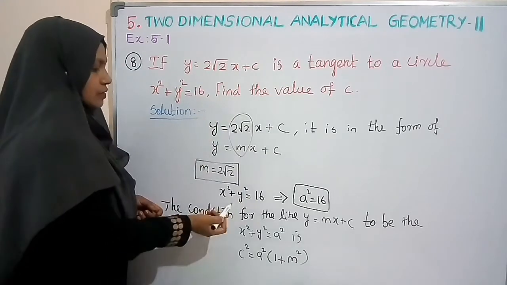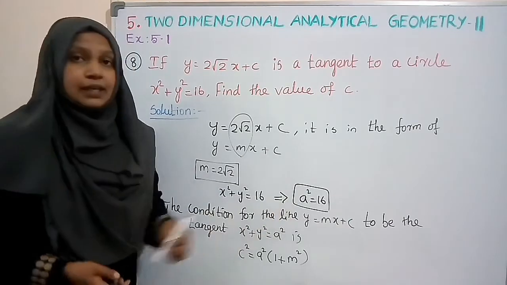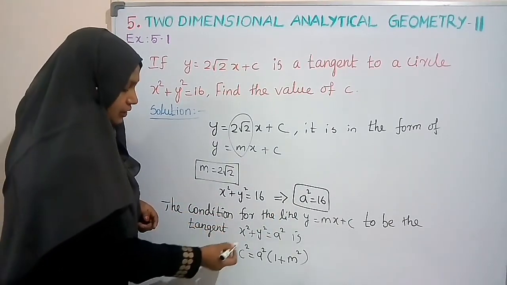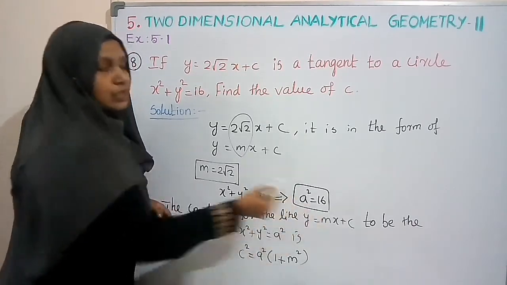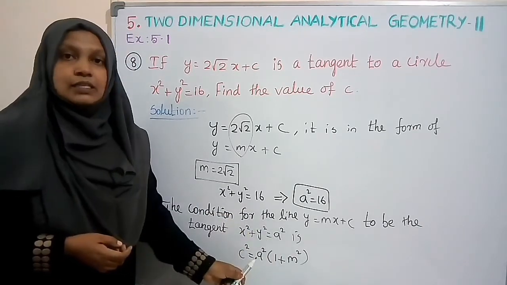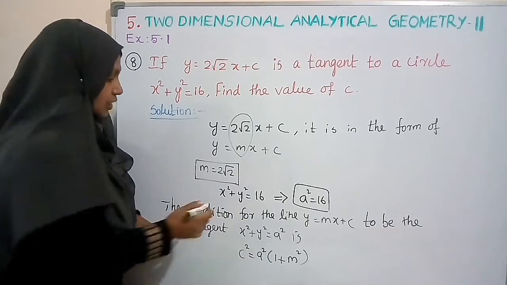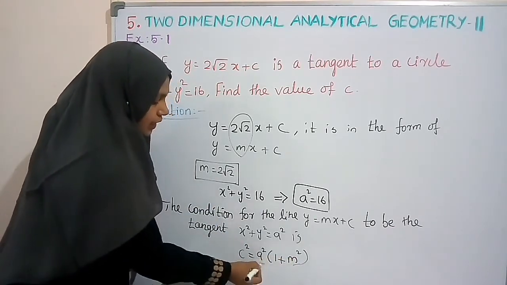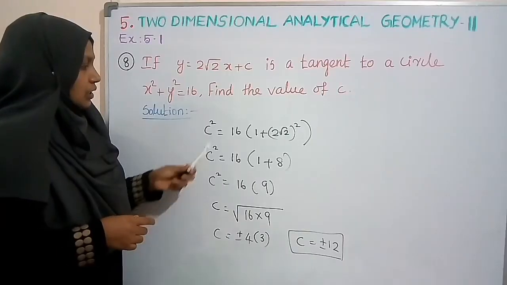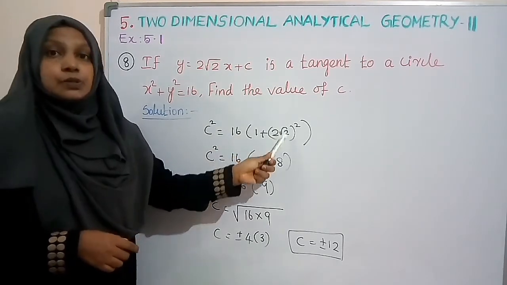And the equation of circle is in the form of x square plus y square is equal to a square, so I wrote a square is equal to 16. Now I wrote the condition for the line y is equal to mx plus c to be the tangent to the circle: c square is equal to a square into 1 plus m square. So in this condition, substitute the values of m square and a square, then you can find the value of c square. Here I substitute a square as 16 and m square as 2 root 2 squared.